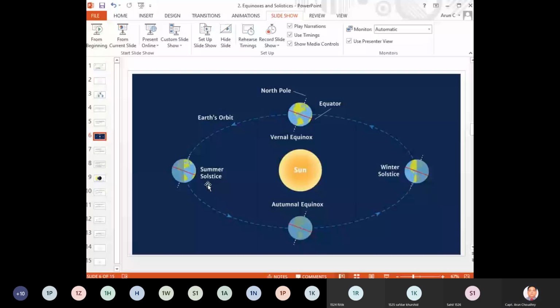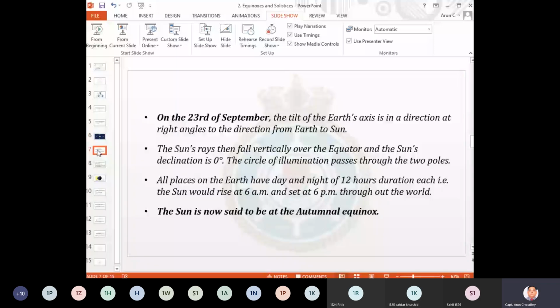The autumn equinox is on 23rd September. Okay, there are two equinoxes. Like you have two solstices, you have two equinoxes, and one of the equinoxes occurs around 23rd September, and that is what is called the autumnal equinox. Okay, and the other one is called the vernal equinox, around 20th March or 21st March.